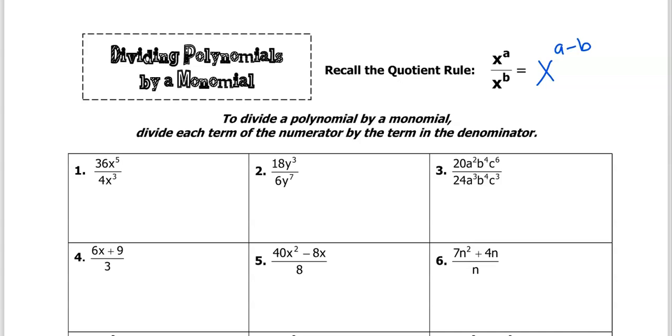I'm going to work through the odds, and then you'll be responsible for the evens tonight for homework. So I'm working through the odds, and you're going to be responsible for the evens.